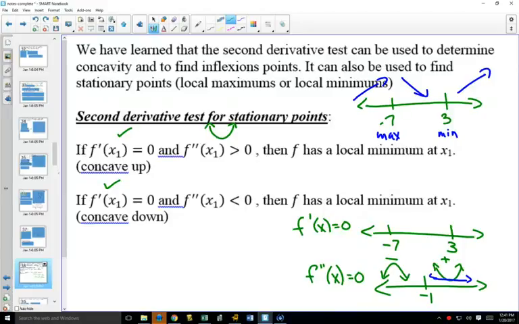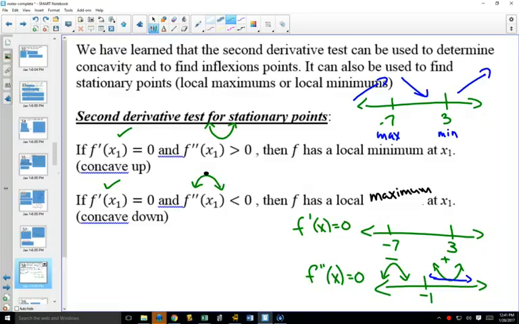If you find out your first derivative is equal to 0 and your second derivative at that point is concave down, then it has to be a local maximum. Is it fixed on yours? Or does it say minimum for both of them? Yeah, the second one should be maximum. Because if it's concave down, the only way you can have your first derivative equal to 0 is if it's a maximum.